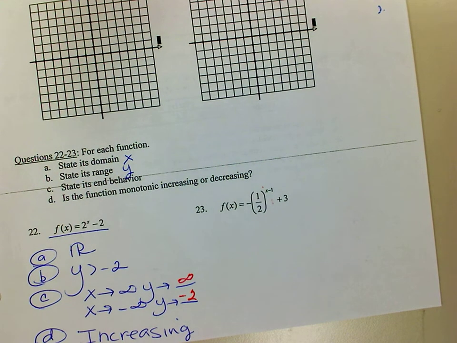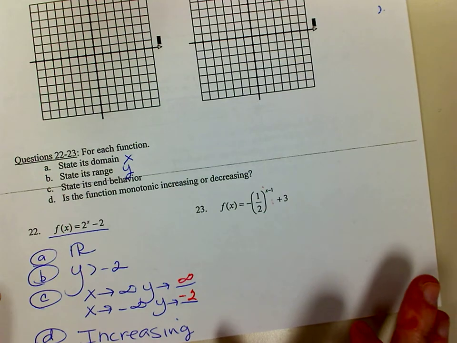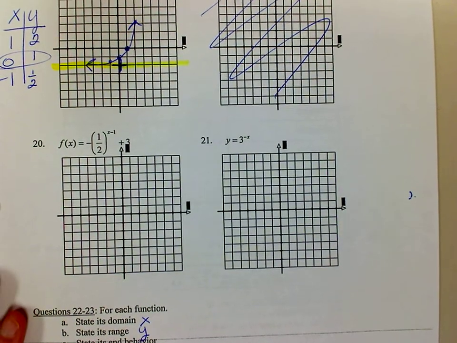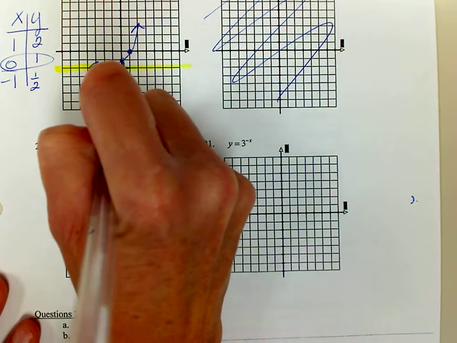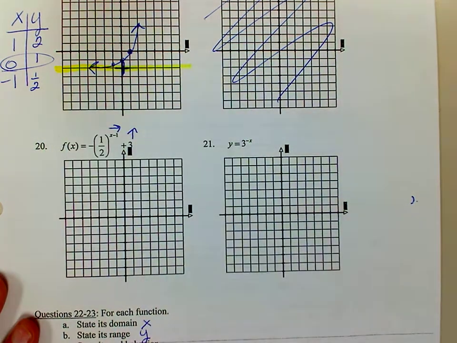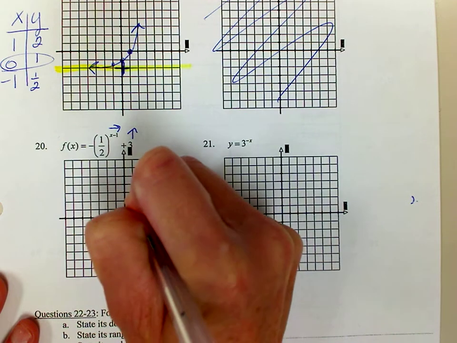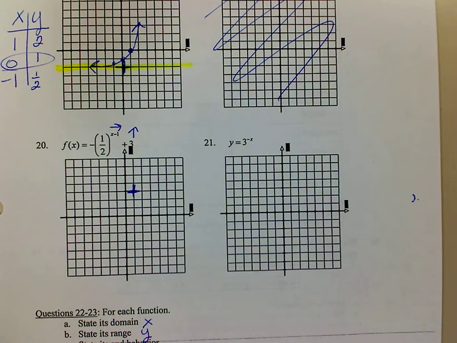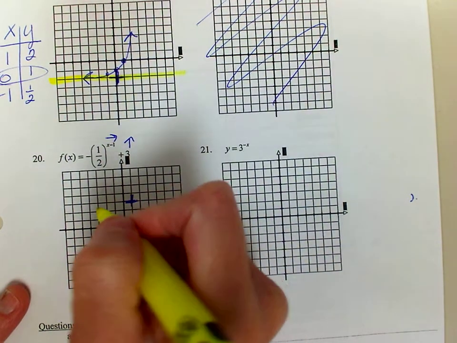All right, let's look at number 20 next, because we skipped number 19. Okay, so it looks like I got 2 things going on here. I'm going to go to the right 1 and then up 3. There's my new origin. I'm going to draw in my x-axis here.